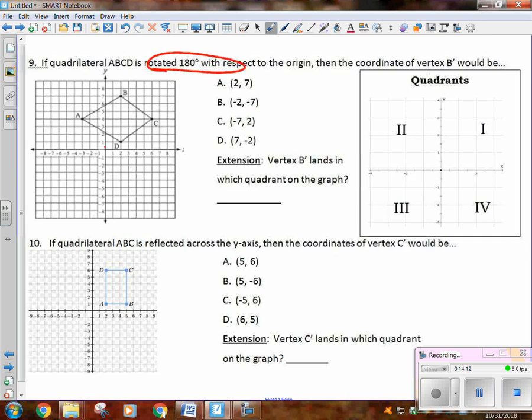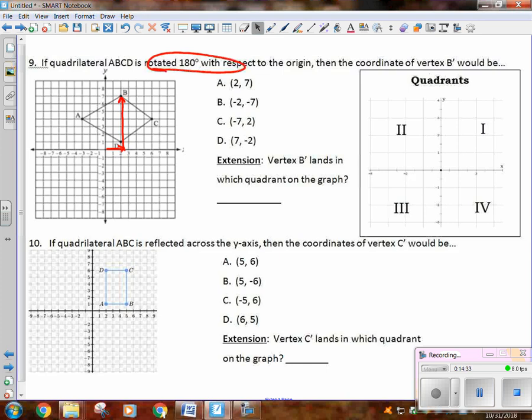And you go with respect to the origin. So if I went here, somewhere over here, that might be 90. That would be 90. But I have to go another 90, so I'm going to go somewhere down here. So remember, 180 puts me exactly in the opposite quadrant, the opposite side of the graph. So I'm going over 2 and up 7 to get to B.